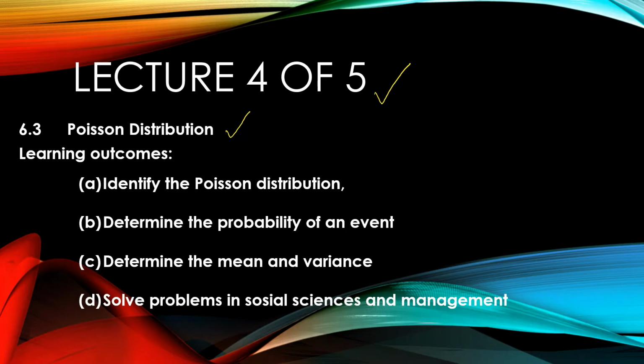In this lecture, our learning outcomes are: the first one, we need to identify the Poisson distribution. Second, we need to determine the probability of an event. Third, we need to determine the mean and variance for Poisson distribution. And lastly, we need to solve problems in social sciences and management.